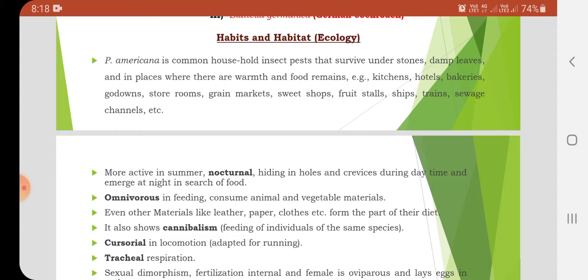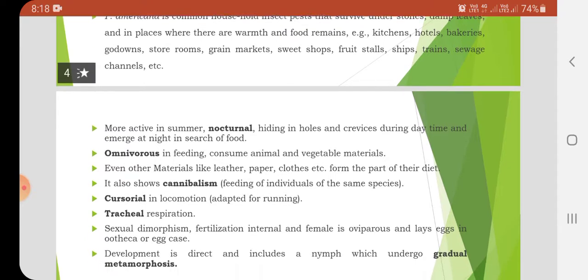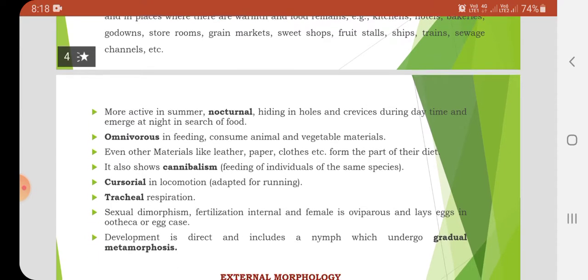Now, the respiration in Insecta, or in cockroaches, takes place by the tracheal system. There is sexual dimorphism. Male and female cockroaches are separate. Fertilization is internal. Female is oviparous and lays eggs in an egg case called the ootheca. Development is direct and includes a nymph which undergoes gradual metamorphosis.